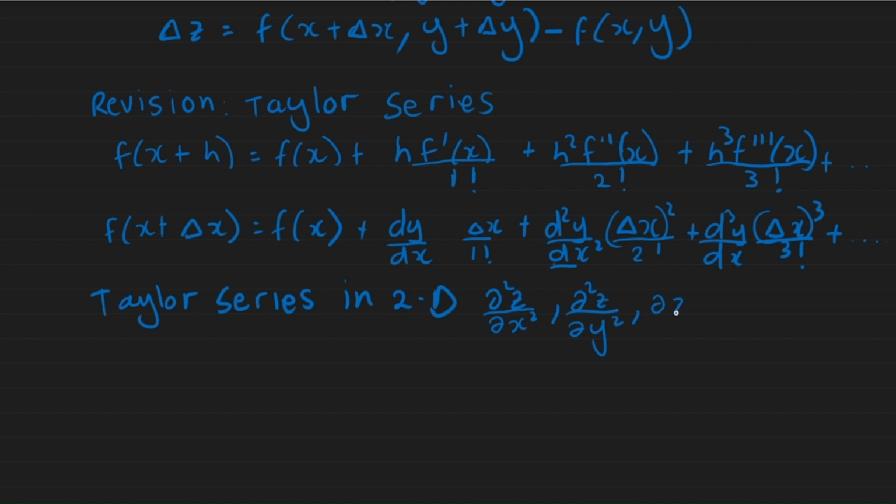Del squared z, del x, del y. And you would remember that in the previous video, we saw that there are 2 mixed partials, del squared z, del x, del y, and also del squared z, del y, del x. What this means is that there are actually 2 mixed partials, and since they are the same, they are equal. So we have 2 of these mixed partials. Now we can proceed to write our Taylor series in 2 dimensions.